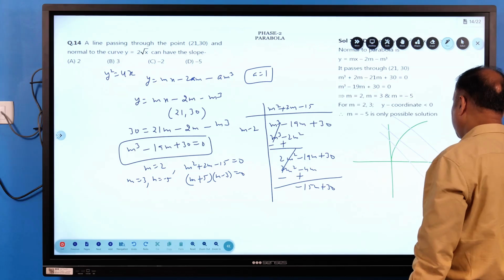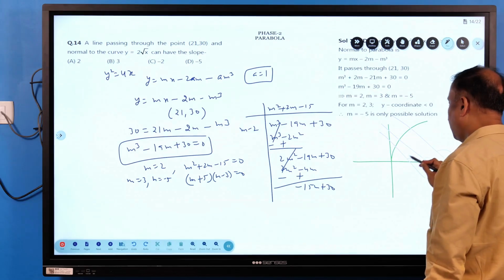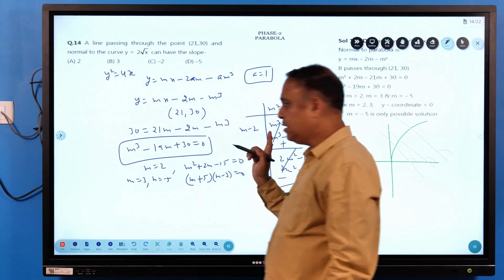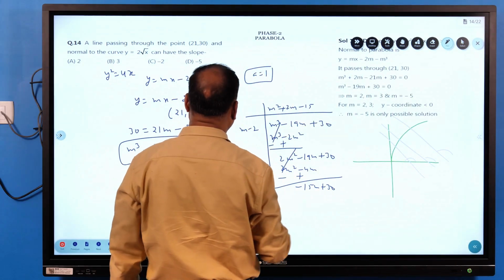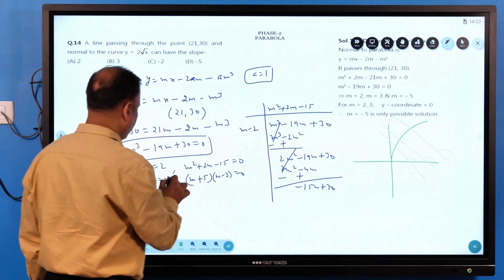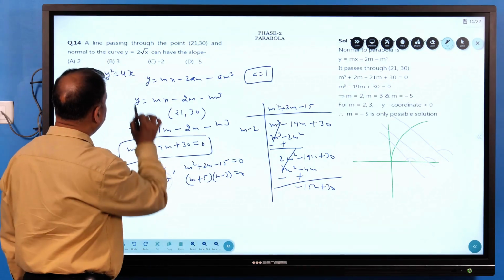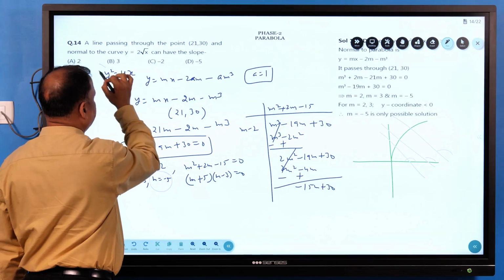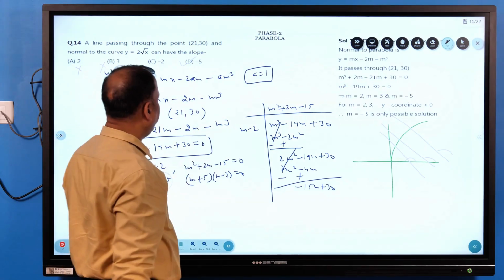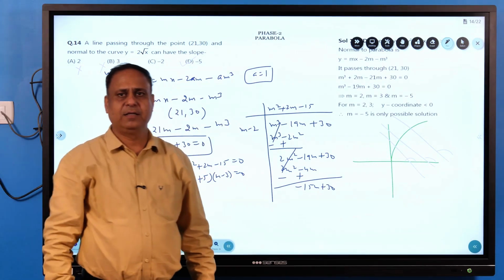That means the slope of these normals will always be obtuse. Theta is obtuse, so tan theta will be negative. Tan theta cannot be positive. So only m is equal to minus 5 works, the other two are positive, 2 and 3. So these two will be rejected, 2 is rejected, 3 is rejected. The only possibility is minus 5. So thank you.